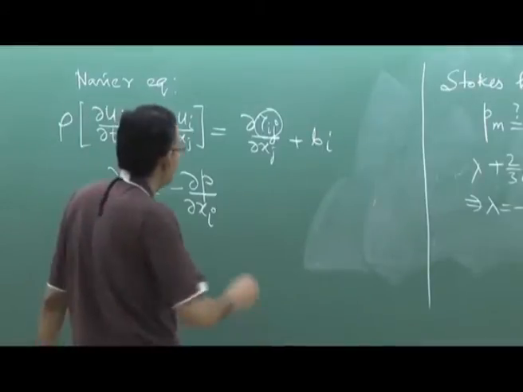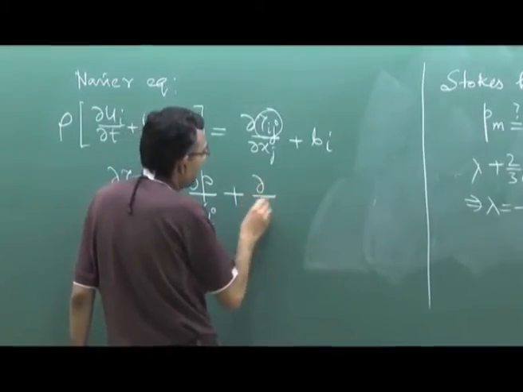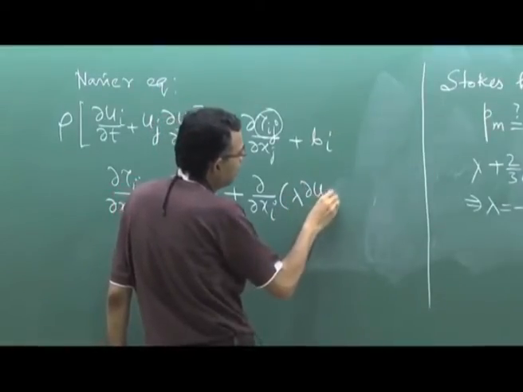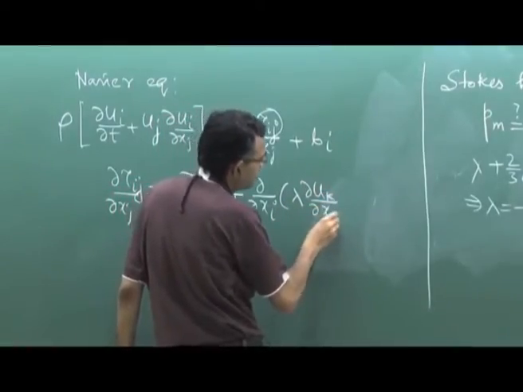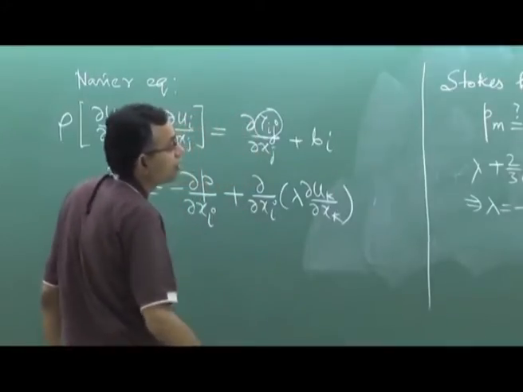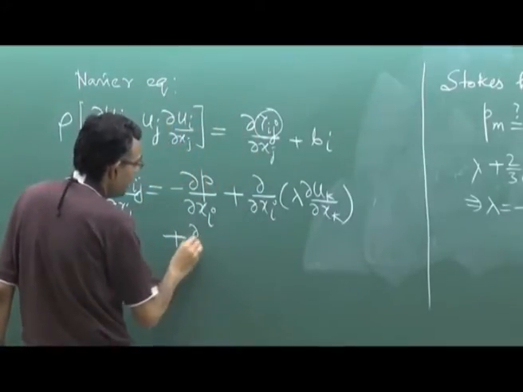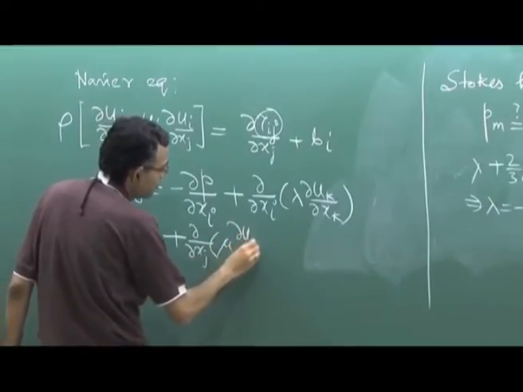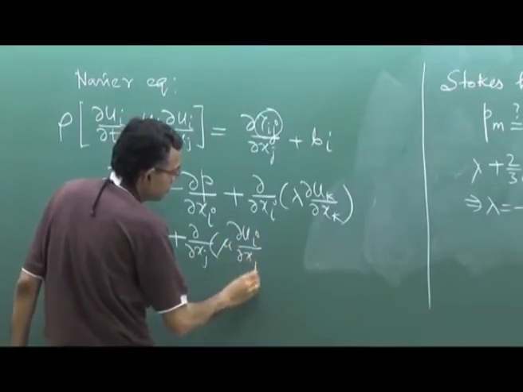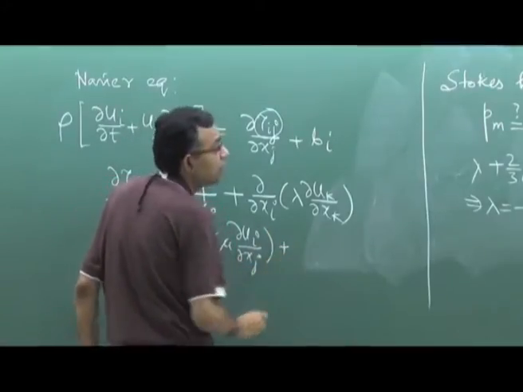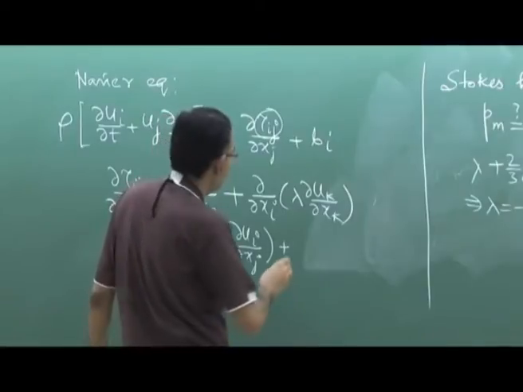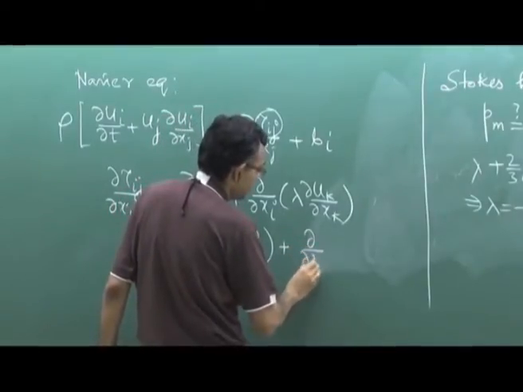Next term, plus del del xi of similarly lambda del uk del xk. Plus del del xj of mu del ui del xj, plus del del xj of mu del uj del xi.